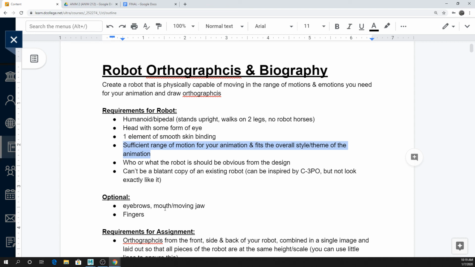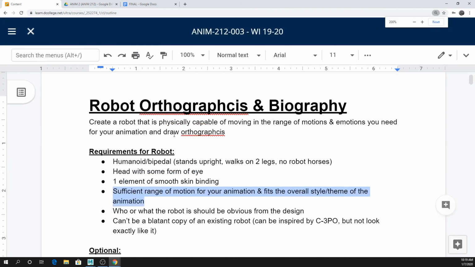And then this is the one that I'll harp on probably the most in the earliest stages, when you're doing sketches: your robot is required to be animated. It does need sufficient range of motion for your animations. And if for some reason your design is gonna prohibit it from moving, that is something that you would definitely want to address before you start modeling.